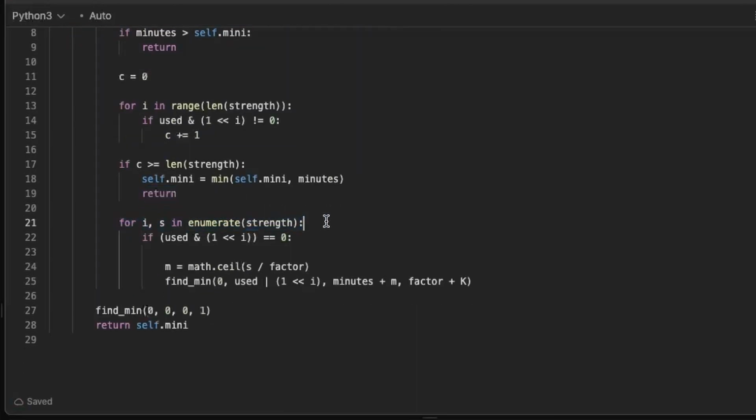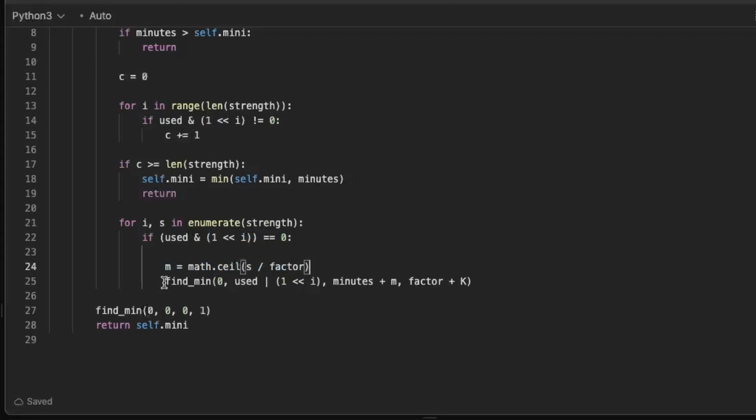Then what I'm going to do is iterate through all of my strengths. So I'm going to check if this lock has not been broken yet. So I'm taking that bit mask and checking if that ith bit is equal to 0. And if it is 0, this means that I have not broken that lock yet. So I'm going to do my equation just to get the number of minutes it takes to break that lock. Remember, that is our strength divided by our factor.